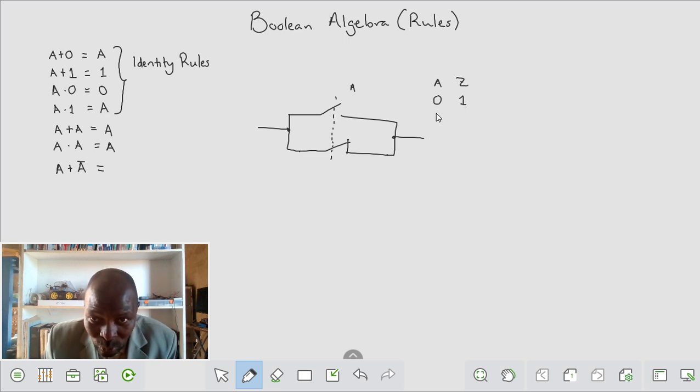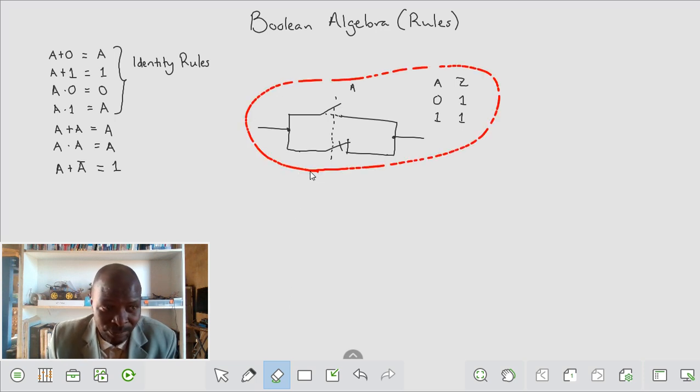If A is on 1, what's going to happen here? I'm pressing the switch. I may be opening this one, breaking this one, but I'm closing that line there. So again, it's a closed line, again it's 1. So what are we saying here? We are saying that A or not A is simply equal to a permanently closed switch. It's as good as a switch that is closed all the time.